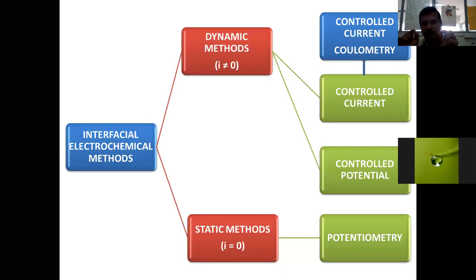Say, for example, coulometric methods. Coulometric methods may be either by controlling the current or by controlling the potential. You may maintain the current at a constant level for a particular interval of time. You may maintain the potential for a particular interval of time. Whatever the process, technique or methodology you are following, there is a generation or maintenance of a non-zero current. These types of electroanalytical methods are called dynamic methods.